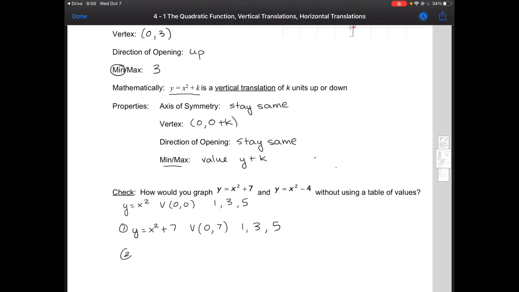My minimum value is now going to be 7 instead of 0. For my second parabola, I've got y equals x squared minus 4. My vertex is now going to be 0, minus 4, and my point pattern is going to stay the same. My direction of opening is still up, that stays the same, and now my minimum value, instead of being 0, would now be negative 4.